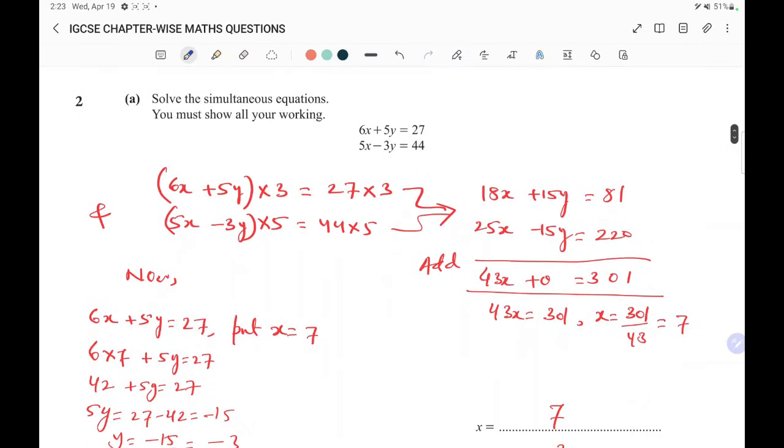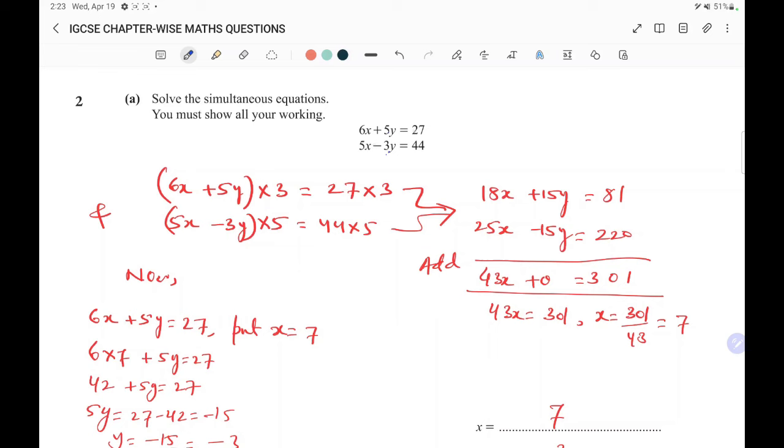Now this is the second question. Solve the simultaneous equations. That's very simple. This is 5y and this is minus 3y. I will try to make the y coefficient the same, so that if I add, then y will cancel.